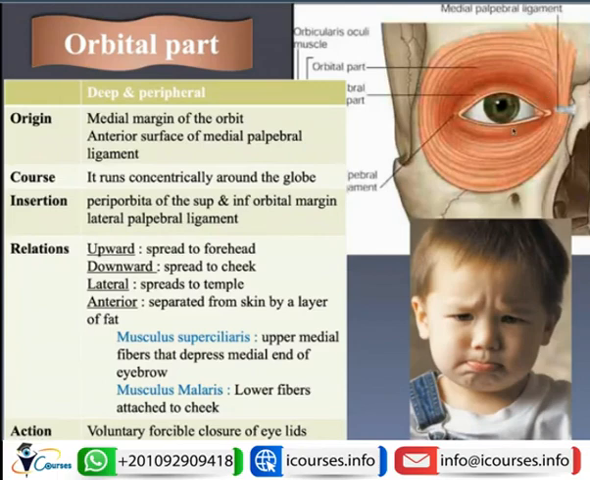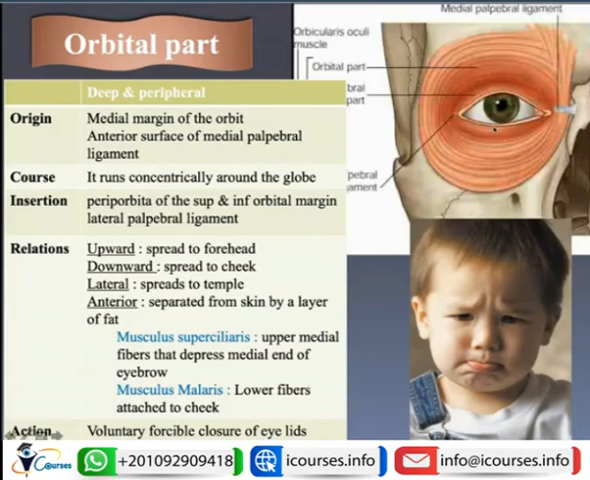Musculus superciliaris. The musculus superciliaris is the muscle present at the upper end of the medial eyebrow. So it is responsible for depression of the medial end of the eyebrow, leading to this frown appearance. So you know this facial expression of frowning, then this is caused by action of the musculus superciliaris. Also, inferiorly, there is a muscle called the musculus malaris. Malaris is related to the malar bones, and the lower fibers of the musculus malaris are attached to the cheek.